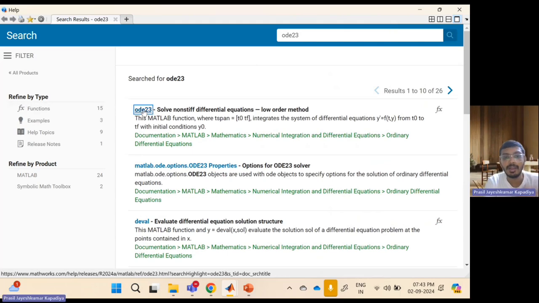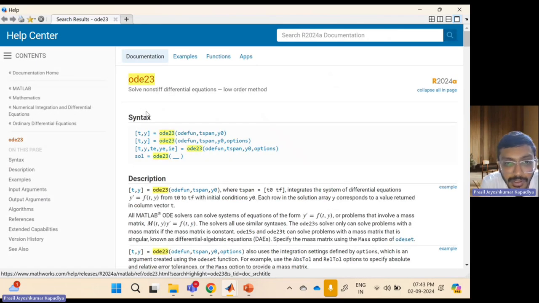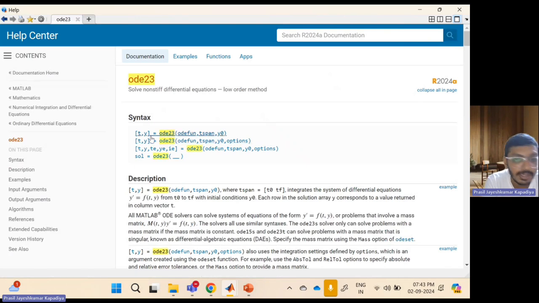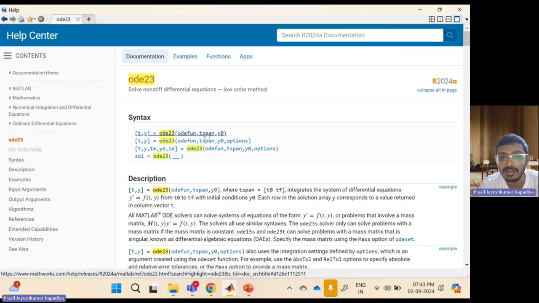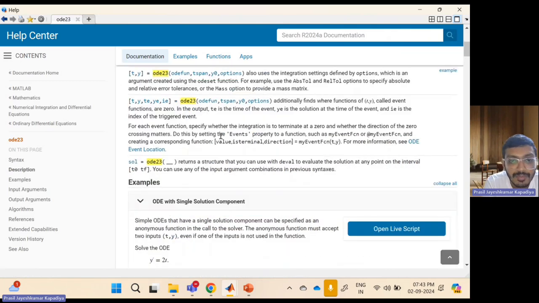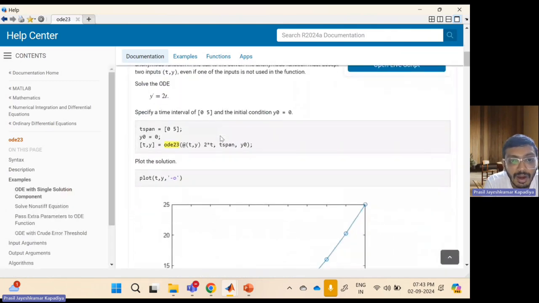So let's see what is the format of ODE23. See, this is my syntax of ODE23. I need to write t comma y, my solution, is equal to ODE23, then the ODE function, that is my equation, then the time span, which is given to us as 0 to 0.8, and y0 is given to us as 0.01. So this is how we can write it down.